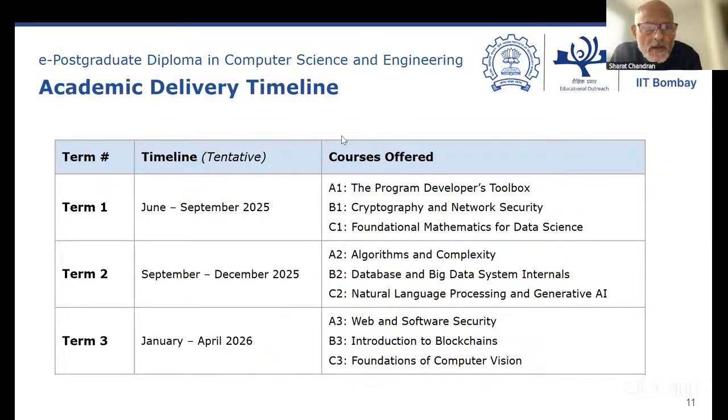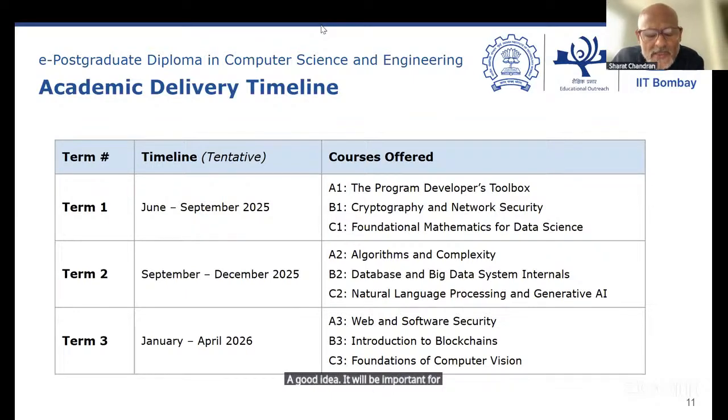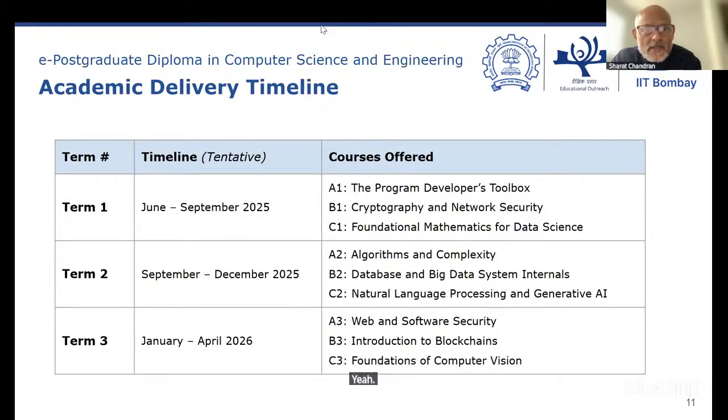Sudarshan, if I can add to what you said, if I may. Professor Sudarshan has outlined, following up with Professor Varsha, the general idea. I just want to pitch in here that in these days of LLMs and co-pilots and things of that nature, it's not just a good idea. It will be important for you to actually learn the fundamentals. It's not just something that would be nice to do. It will become essential, and it's almost like a pain point for you if you don't do this. Yeah, please go ahead, Sudarshan.